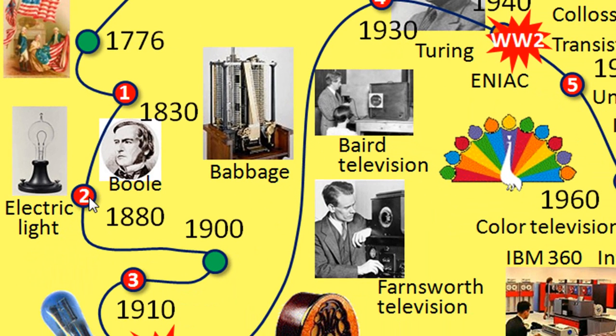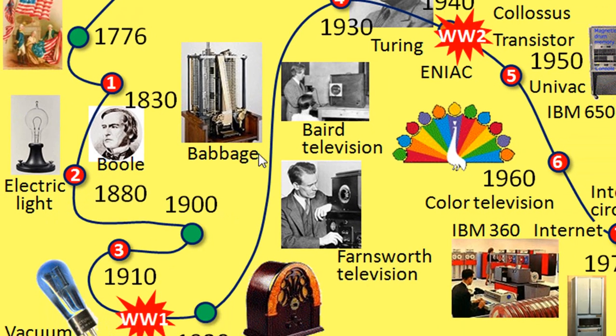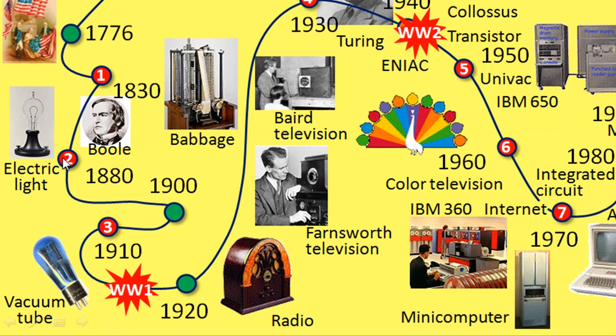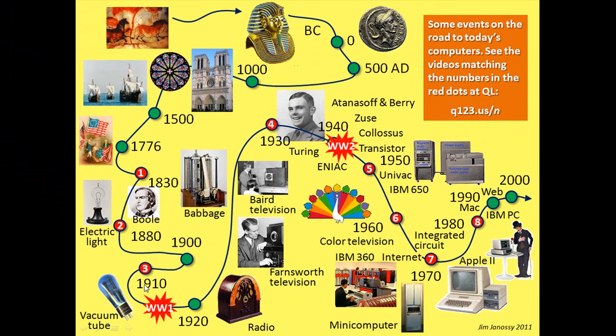Here we have another dot, number 2. This deals with the invention of the electric light, which actually had something to do with the way computers developed, because the electric light eventually led to experiments with that sort of a device that produced the vacuum tube, a control component in early electronics that was used in the earliest of the computers.